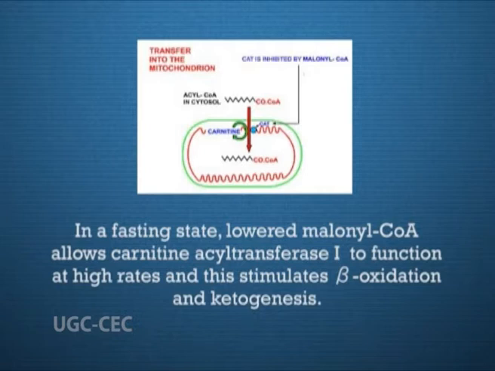In the fasting state, lowered malonyl-CoA allows carnitine acyltransferase 1 to function at high rates, and this stimulates beta oxidation and ketogenesis. In the fasted condition, a high glucagon-insulin ratio elevates the cellular cyclic AMP, thus allowing short-term inhibition of acetyl-CoA carboxylase by phosphorylation. Reduction of the glucagon-insulin ratio on feeding reverses this effect. Thus, fatty acid synthesis and degradation are co-regulated by liver hormonal levels.